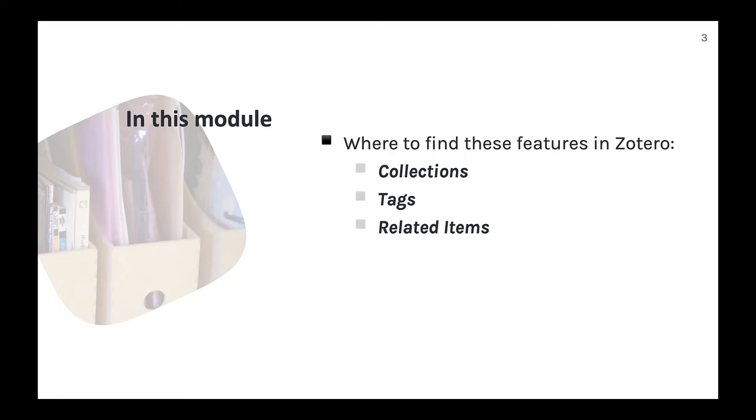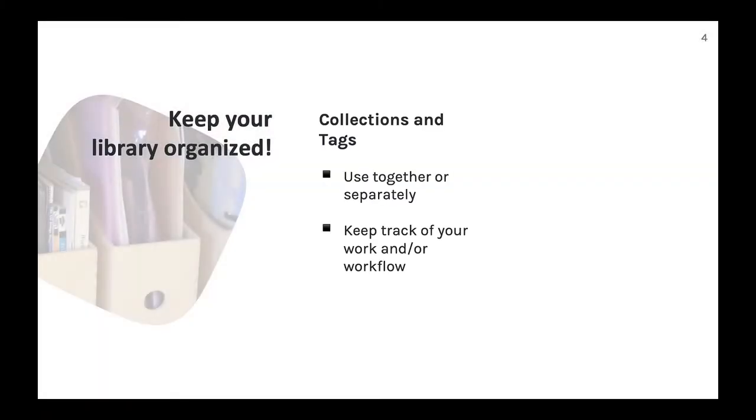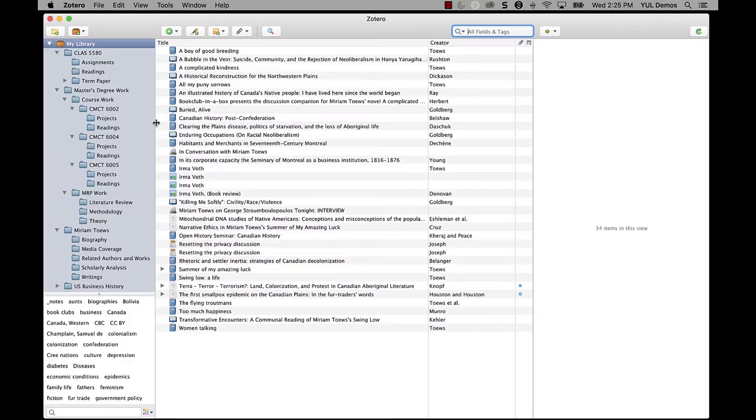We'll be covering where to find collections, tags, and related items in the Zotero interface, and how each of these three features are different from one another. Collections and tags are used to organize your Zotero library, and they can be used together or separately. Collections and tags can also be used to keep track of your work or your workflow. The related items feature, by contrast, is a simple way of showing that items in your library have relationships with one another.